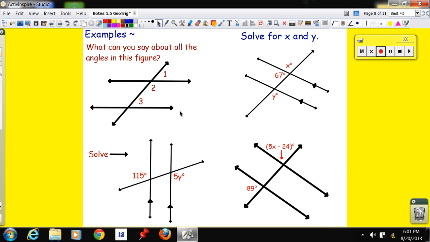So let's take a look at this one. What can you say about the angles in this figure? What we could say is that we know angle 1 and angle 2 are supplementary. That means they're going to add up to 180 degrees. That's called a linear pair. So you could even write that down. Linear pair. These two angles right here are going to add up to 180. They're basically a pair of angles that make a line because they're adjacent to each other. We could say that angles 1 and 3 are going to be congruent.